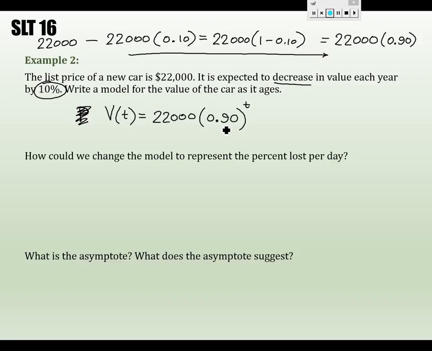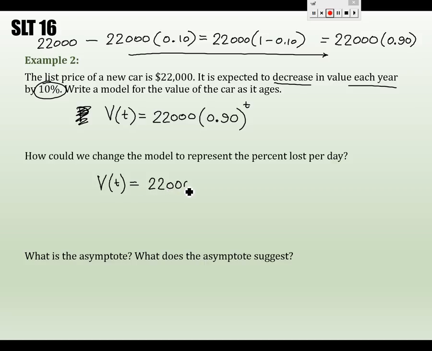Now keep in mind, this was each year, by 10%. Maybe I want to know what the value of the car is on a particular day or in the middle of the year somewhere. It's a completely valid question. Again, I know it's a little strange, but we're just going to go with the standard here.